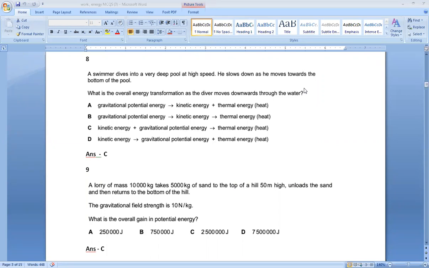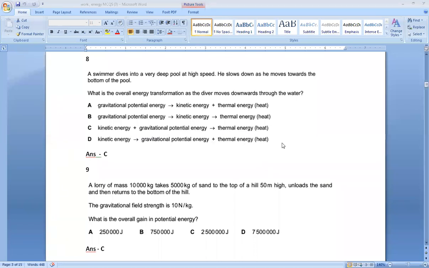Due to the resistance of the water, he slows down. So when he reaches the bottom, the height, potential energy is zero, and when he stops, kinetic energy is zero. Where have these energies gone? They have transferred into heat in the molecules of water. So my option is C, that when he enters the water, he possesses kinetic plus potential energy, which changes into thermal energy or heat due to the resistance of the water with his body.